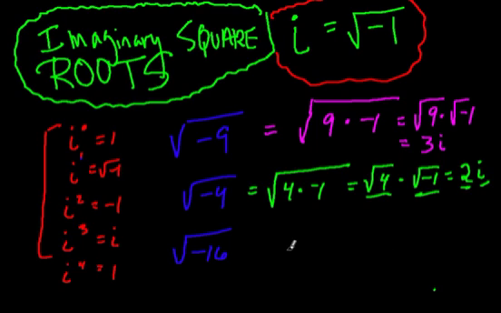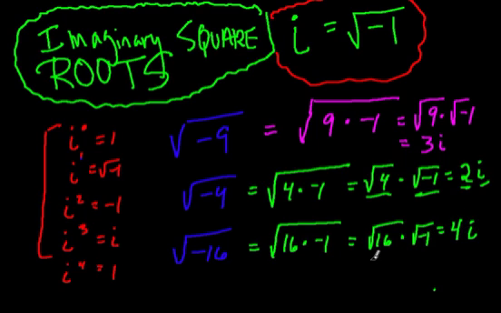And as another example, we could have the square root of -16. You can think of that as 16 times -1. So we have the square root of 16 times the square root of -1, which equals 4i, because the square root of 16 is 4, and the square root of -1 is i. So this number i really helps us deal with all types of square roots.